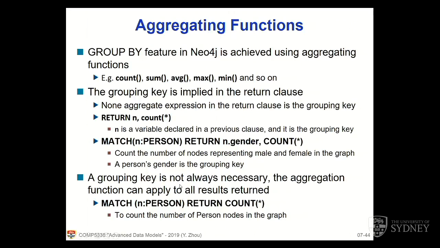And again, sometimes we don't need to do a grouping. We just want to return statistics of the whole thing, right? So that's also possible. Basically, in your return statement, you don't specify anything that is a non-aggregation function. Like here, if we want to count the number of person nodes in the graph, that's how you do it. Just return count star. First, we match and find all the person nodes, and then we count them. There's no grouping. There's only a single group. We return a single value.